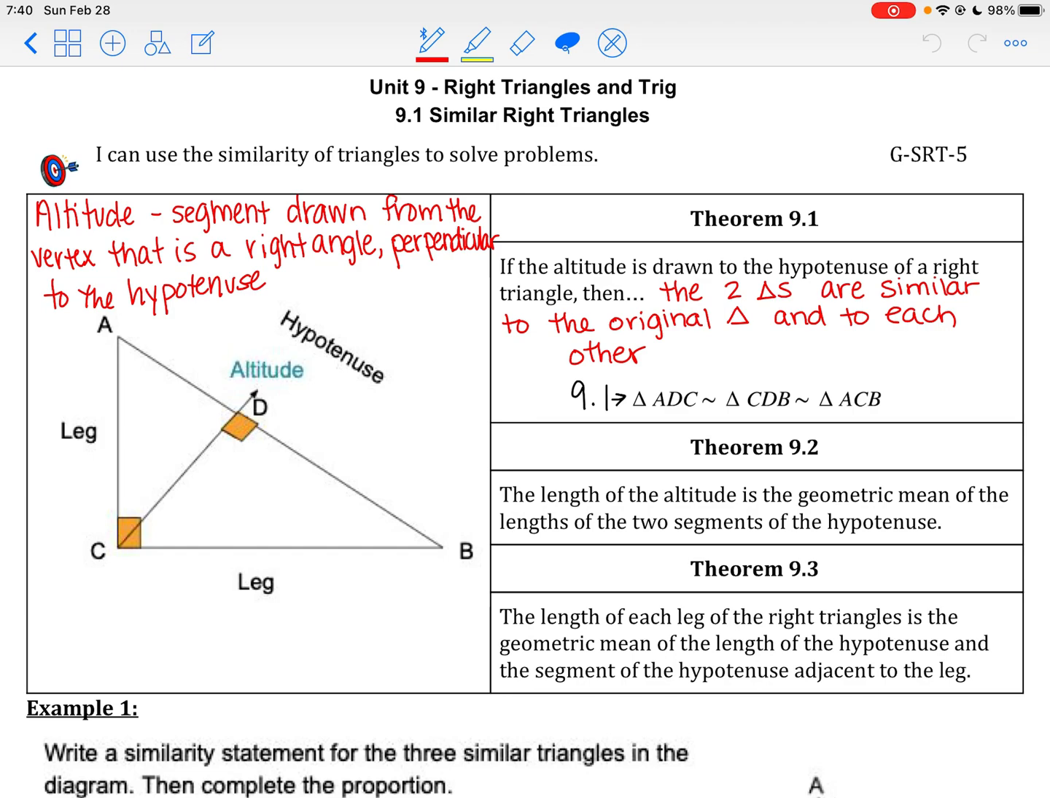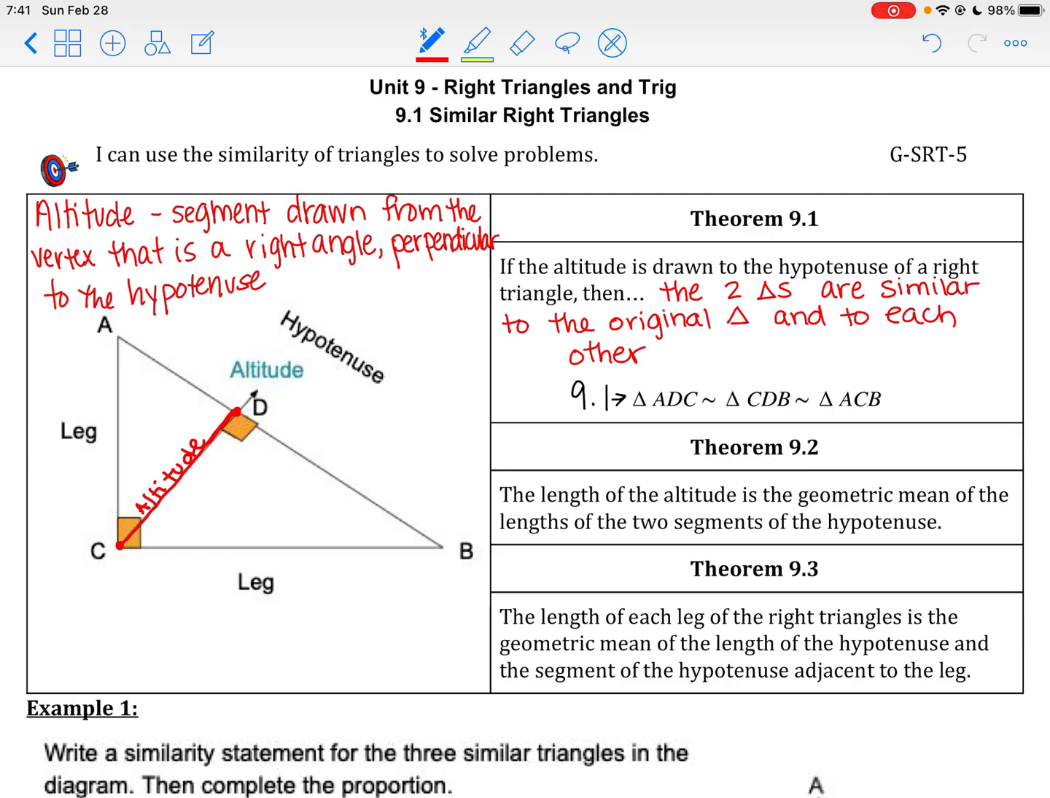what's being done to make them similar. Our first theorem here is theorem 9.1, which says if the altitude is drawn to the hypotenuse, so the altitude is this segment right here, CD, with the endpoints C and D, that would create the altitude. Just a reminder, the altitude is a segment drawn from the vertex that is perpendicular to the hypotenuse. Notice that down here it's meeting at a right angle.